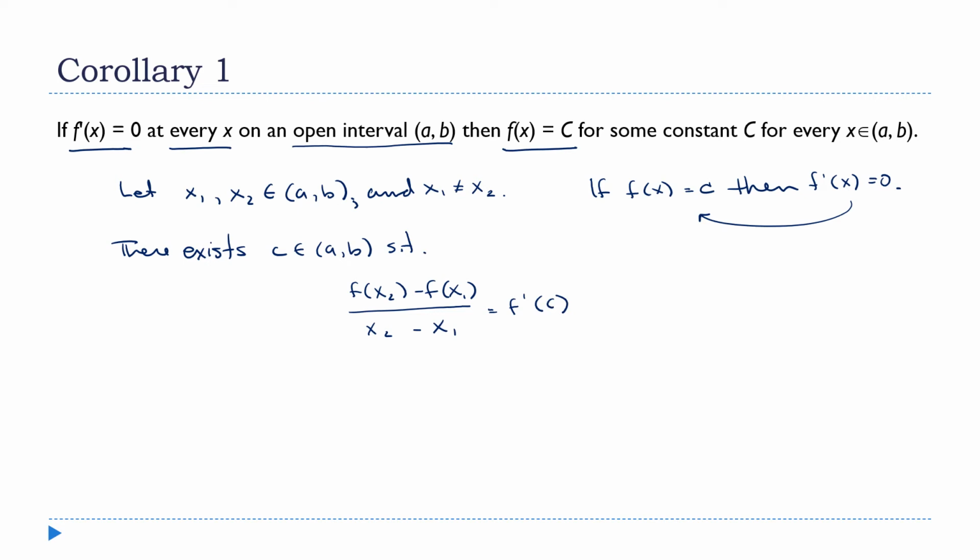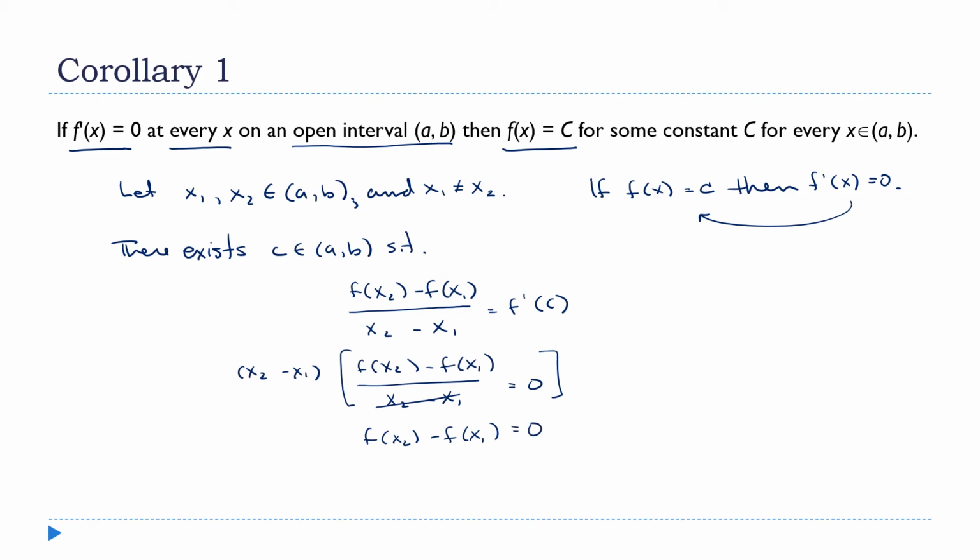Okay, but wait, the derivative is 0. Right, that was our assumption, that the derivative is 0 for every number on that interval, including c, which means f of x2 minus f of x1 over x2 minus x1 is 0. All right, let's clear the fraction. Let's get rid of x2 minus x1. They cancel on the left side. f of x2 minus f of x1 equals x2 minus x1 times 0, which is 0.